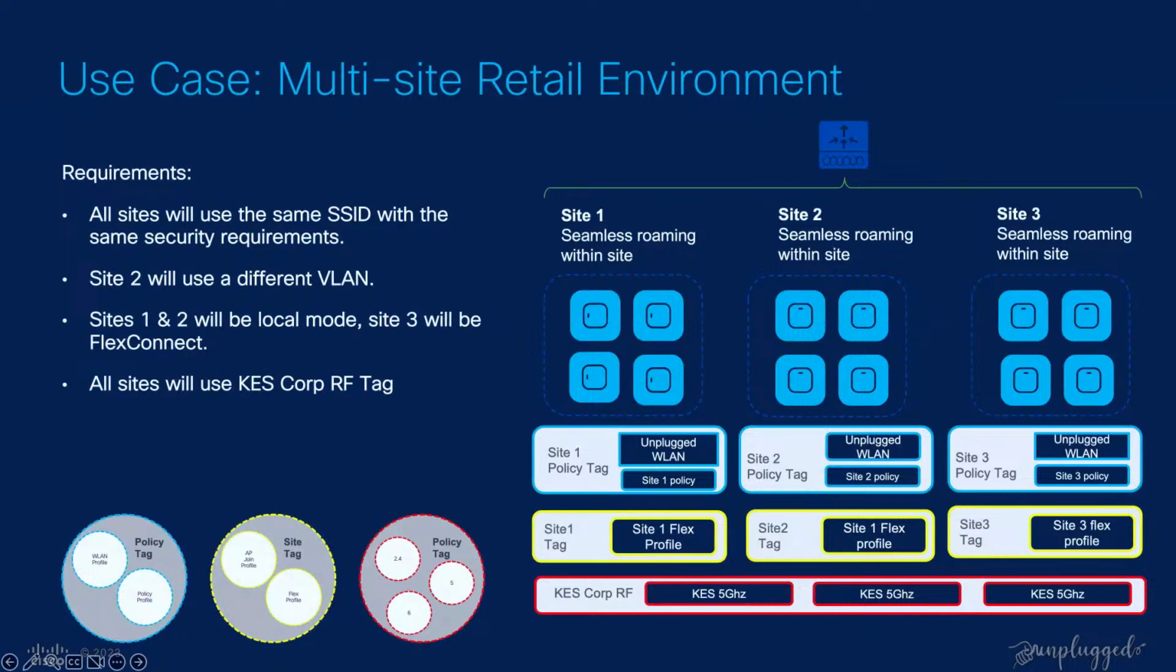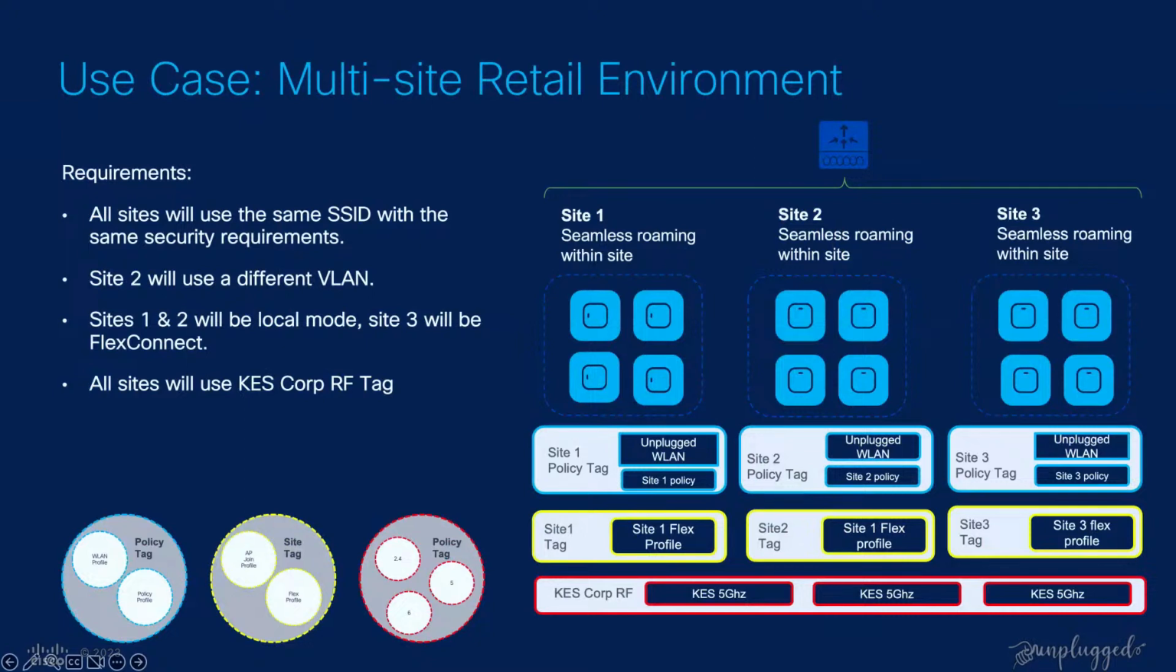Now, the different sites had different other requirements. Like Site 2 had a situation where they couldn't change the VLAN information and use their standardized VLAN that they use at Site 1. That was already being used for something else, and they couldn't change that. So they needed to use a different VLAN there. Sites 1 and 2 will be local mode, so everything coming back to the controller. At Site 3, they had local internet, they had a bunch of local services. They wanted to use FlexConnect there. And then they've already developed an RF policy, and they wanted to be able to leverage that across all locations.